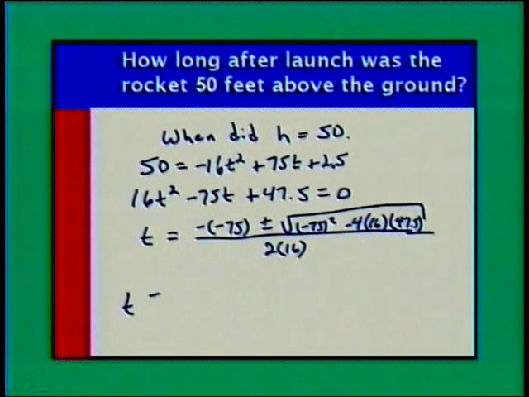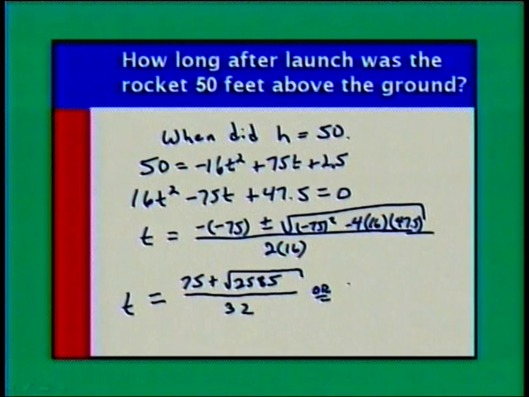That means that t is 75 plus the square root of 2585 all over 32, or t is 75 minus the square root of 2585 all over 32. Now I do want to convert each of these numbers into decimal form because 75 plus the square root of 2585 over 32 seconds doesn't really have a whole lot of meaning to me, and I suspect either for you.